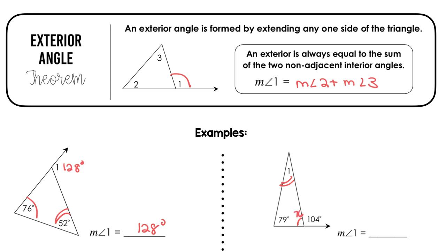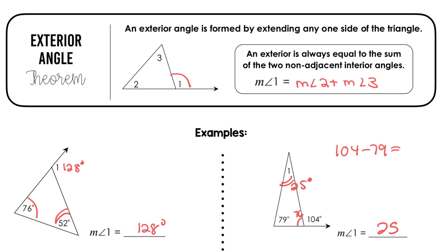And then, yes, you could subtract those two angles from 180. That's technically something you could do. You could also take 104 and subtract 79 from it, and it would equal angle 1. Either way, whatever way you want to do it. If you take the exterior angle and subtract the one non-adjacent angle, it should equal the other non-adjacent angle. So 104 take away 79 leaves you with 25. So angle 1 would be 25 degrees.